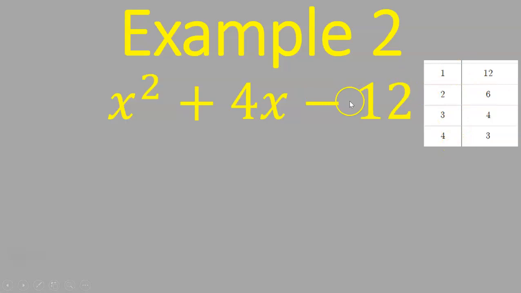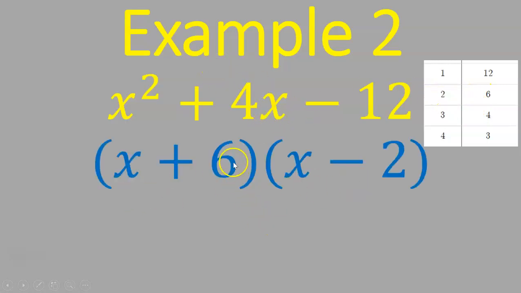Okay, so which ones of those add to 4? Well, you might think, well, none of them do. 1 plus 12 is not 4, 2 plus 6 is not, 3 plus 4 is not. But since we have a negative, then you may want to think subtract. Okay, so 6 minus 2 is 4. So here's the answer. And again, 6 is bigger than 2 before you consider signs.